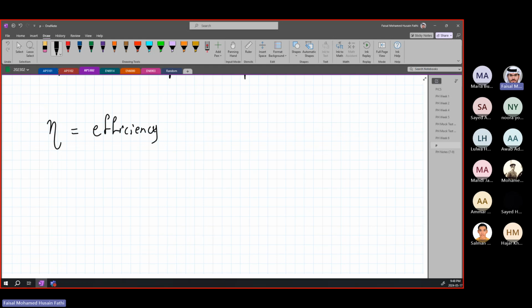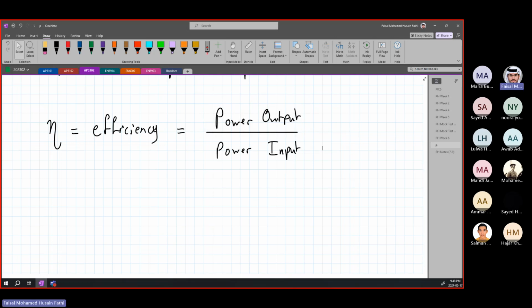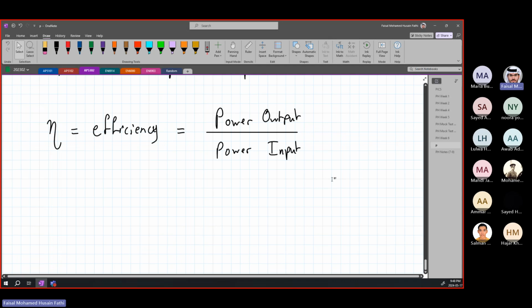So efficiency, when it comes to electrical systems or generally any system, when it comes to power, I should say, is always going to be power output divided by power input. Meaning, we want to know how much power is being received from the end of the system compared to how much power is being transferred to it.